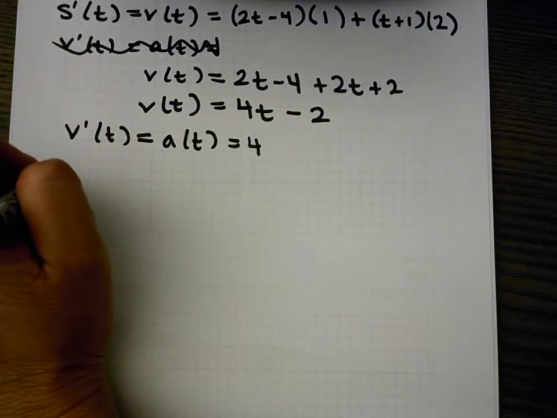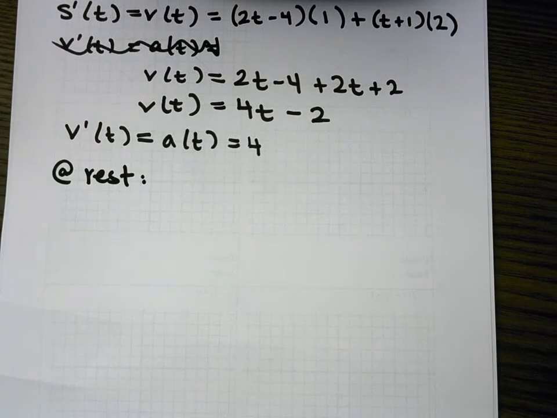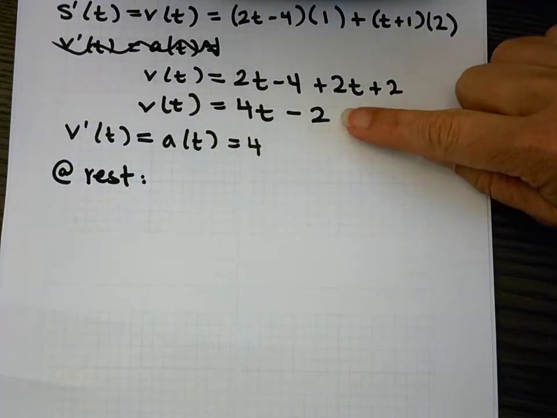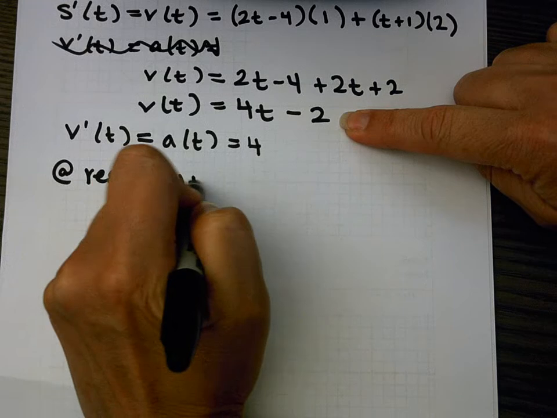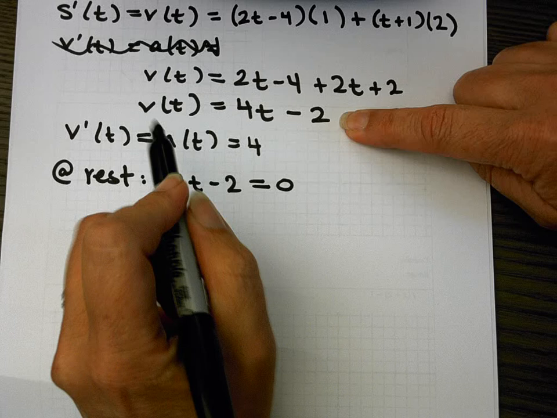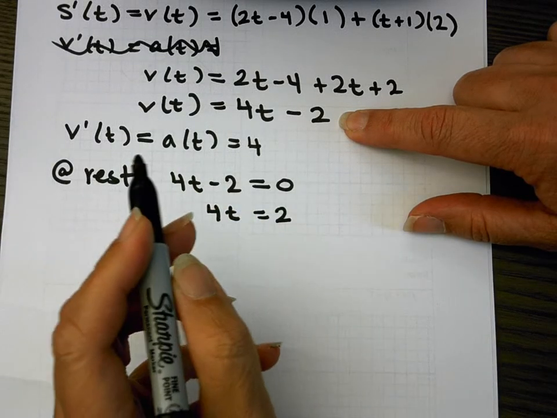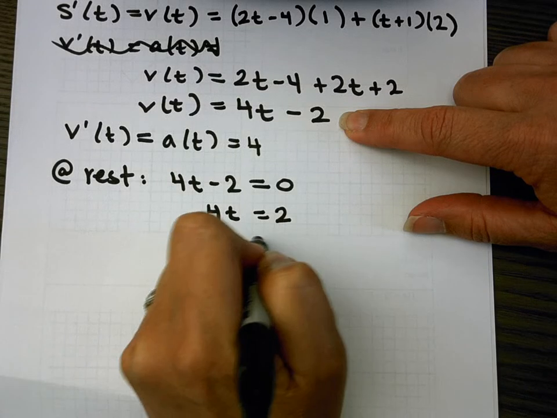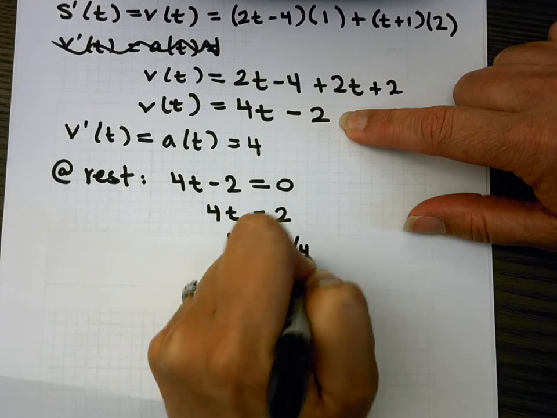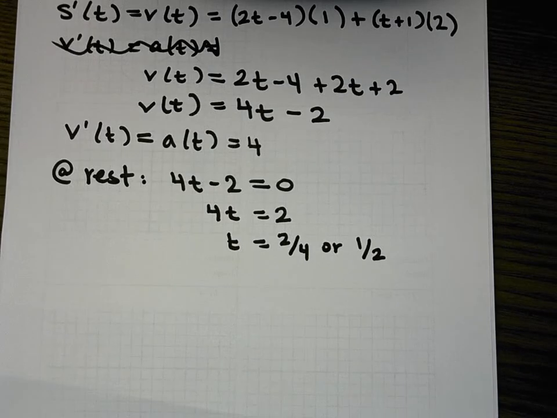Okay, so then the second component to this question is, when is the particle at rest? And that would be when velocity is equal to 0. So I would set the velocity equation equal to 0, and then just solve that equation. So then that would be t equals 2/4 or 1/2.